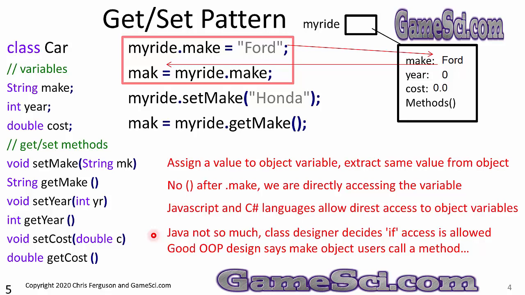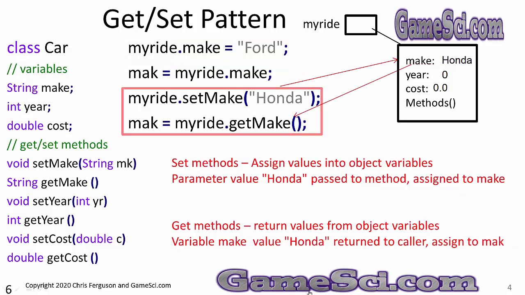However, Java not so much. The class designer in Java gets to decide if access is allowed. You will not always be able to directly access the variables of the object. So what we're going to do is show you an alternative to it. Good object-oriented programming design says make the object users call a method. Good object-oriented programming design says rather than directly assigning values to make variables and directly extracting the make variable from the object, we are going to have to call methods to do it.